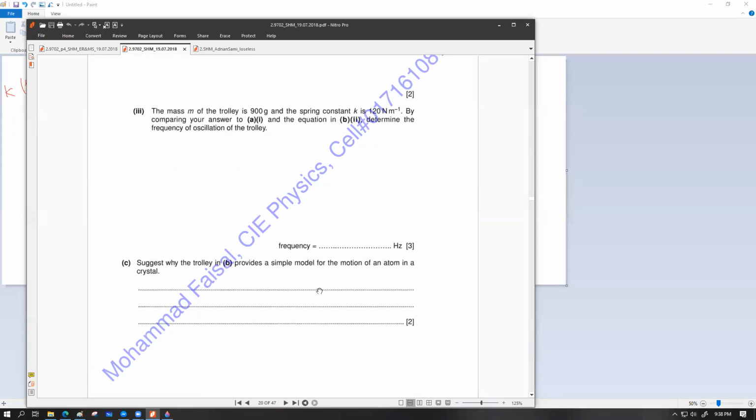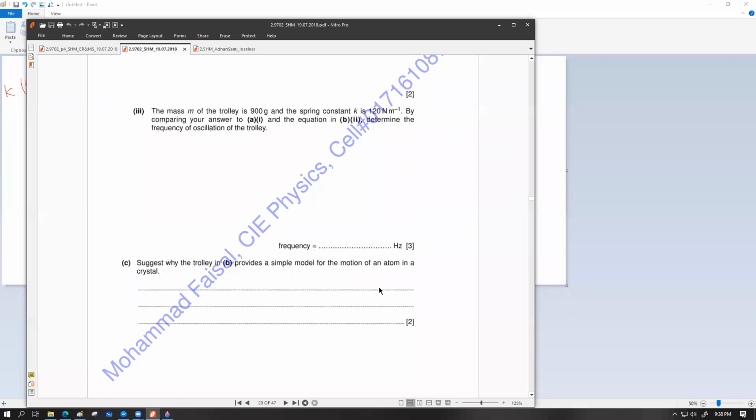Suggest why the trolley in B provides a simple model for the motion of an atom in a crystal. This is because the atoms in a crystal are held in their stationary position by intermolecular attraction forces; here, we could say interatomic attraction forces. These forces, I mean, the atoms are stationary in their position, but they can vibrate back and forth. When the intermolecular gap between two atoms becomes smaller, they repel each other. And when the intermolecular gap between two atoms becomes larger, they attract each other. That's how the intermolecular force works.